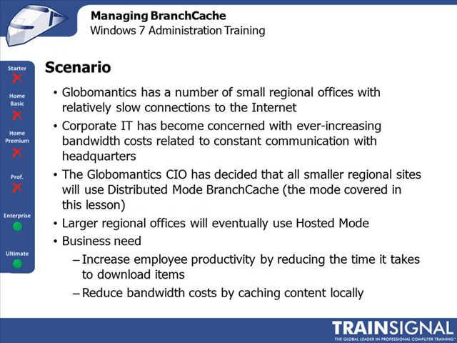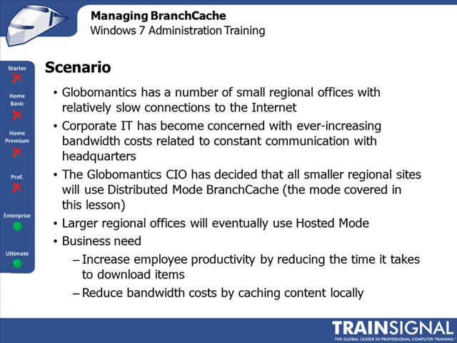As you know, Global Mantix has a number of small regional offices, some of which have relatively slow connections to the internet. Corporate IT has become concerned with ever-increasing bandwidth costs related to constant communication with headquarters. This includes 20 computers at a branch office all having to download the same relatively large file from a corporate IT server located at headquarters. BranchCache will help alleviate that by caching that content locally on a very transparent basis, and we'll talk about that in a minute.